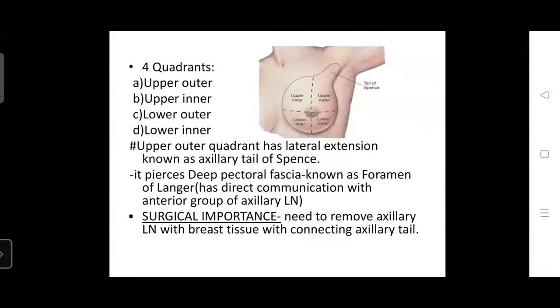The breast has four quadrants: upper outer quadrant, upper inner quadrant, lower outer quadrant, and lower inner quadrant. The upper outer quadrant has a lateral extension known as the axillary tail of Spence, which pierces the deep pectoral fascia through the foramen of Langer. The axillary tail of Spence has direct communication with the anterior group of axillary lymph nodes. This is also of special importance because we need to remove the axillary lymph node tissue along with the breast tissue in continuity with the axillary tail of Spence.